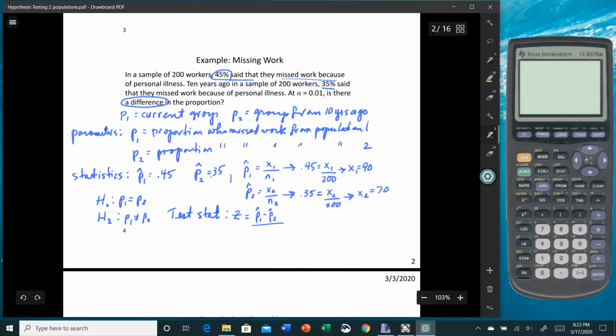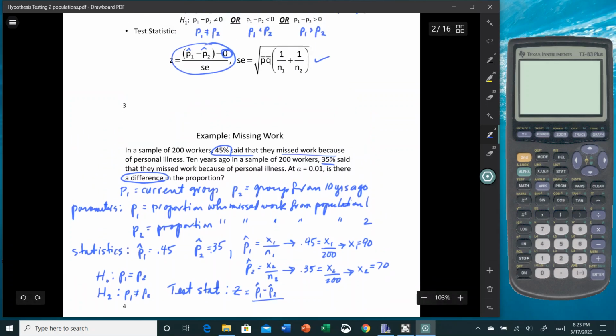Then divide that by the standard error. The standard error here is given by this expression. The standard error involves this different type of P hat. The pooled P hat is a pooled estimate for the proportion under the assumption that the proportions are actually the same. So this is going to be x1 plus x2 over n1 plus n2.